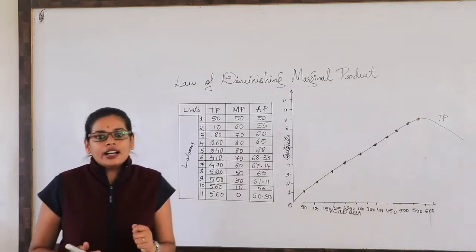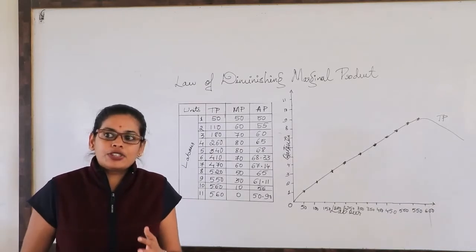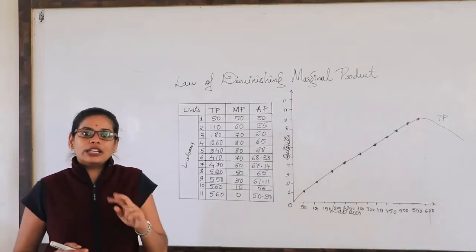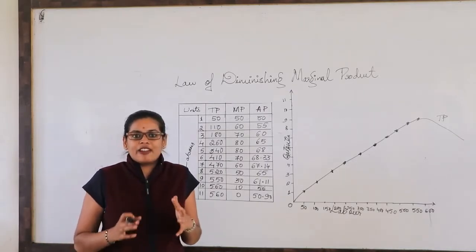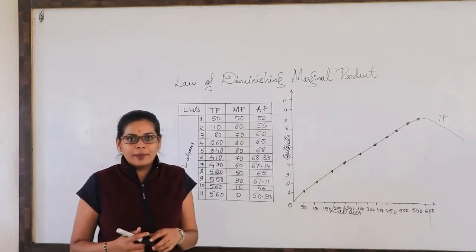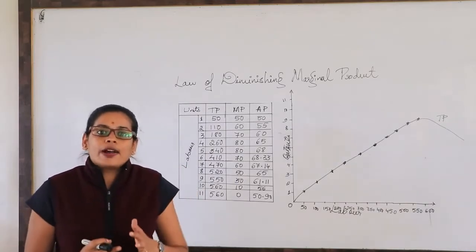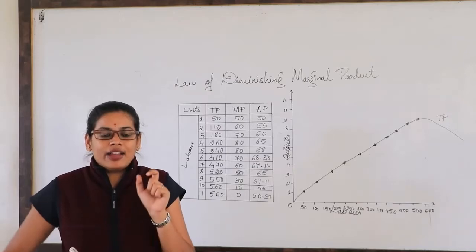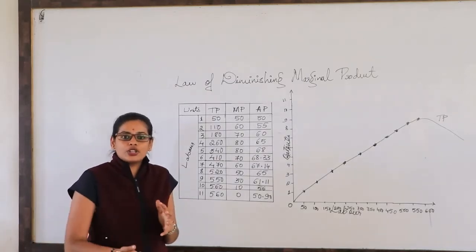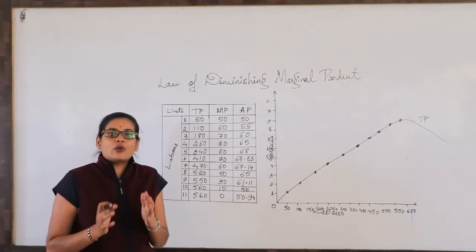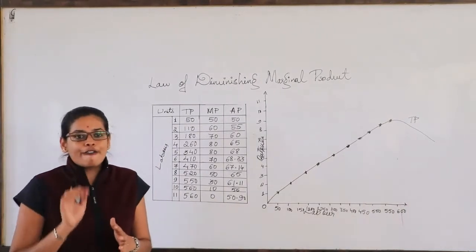Here, when we are talking about inputs, we are considering only two inputs: capital and labor, because these are the very basic inputs which we need. So total product tells us the exact quantity a firm is going to produce. That tells us the quantity of output of a firm.